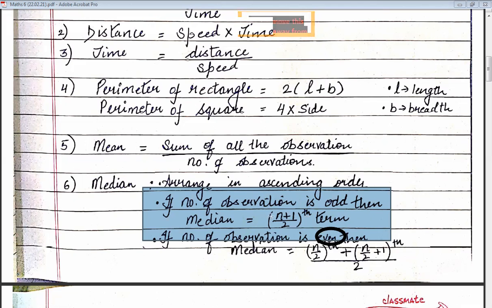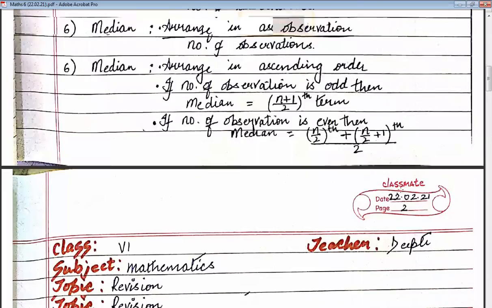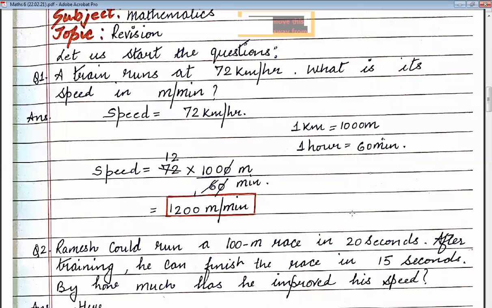I repeat, if the number of observations is odd, then the centermost value will be the (n plus 1) upon 2th term, while if the number of observations is even, then you will have two values as the center, that is the n upon 2th and n upon 2 plus 1th term, and then you will find the mean of those two values, and whatever value you get at the end will be your median. Okay children, I hope you remember all these formulas. Now let us discuss the questions based on these formulas and chapters.